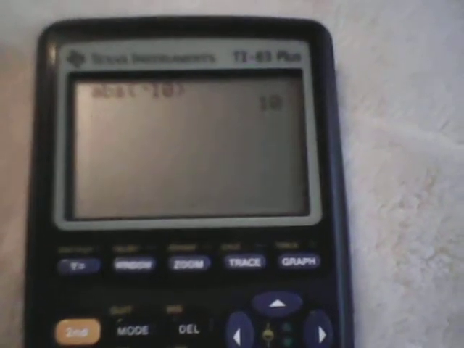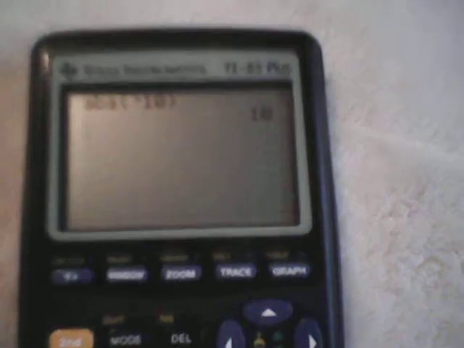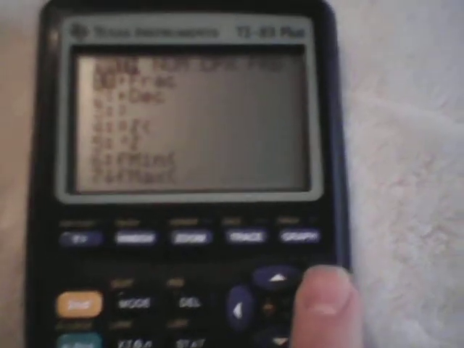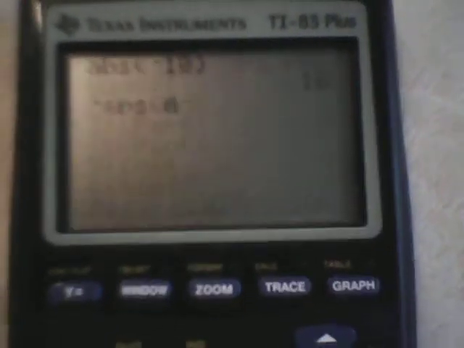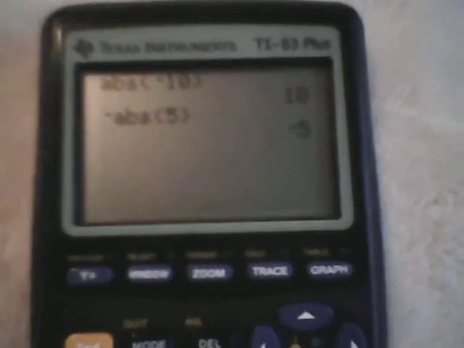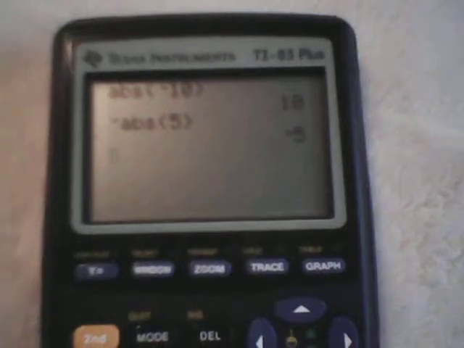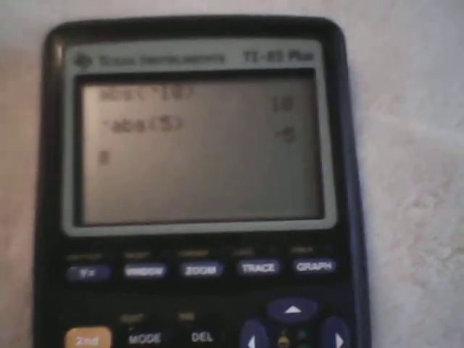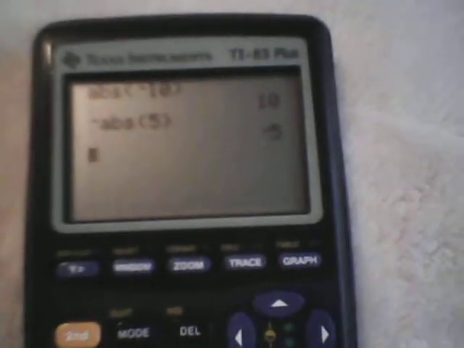Let's say we're going to find the negative on the outside and then the absolute value of 5. So we hit negative, come here to math, scroll over to num. First one says ABS. We're going to hit that button, and now we're going to type in the 5. Close parentheses. Tells us that the absolute value of 5 with a negative on the outside is -5. Very handy to know. You'll use this a lot.